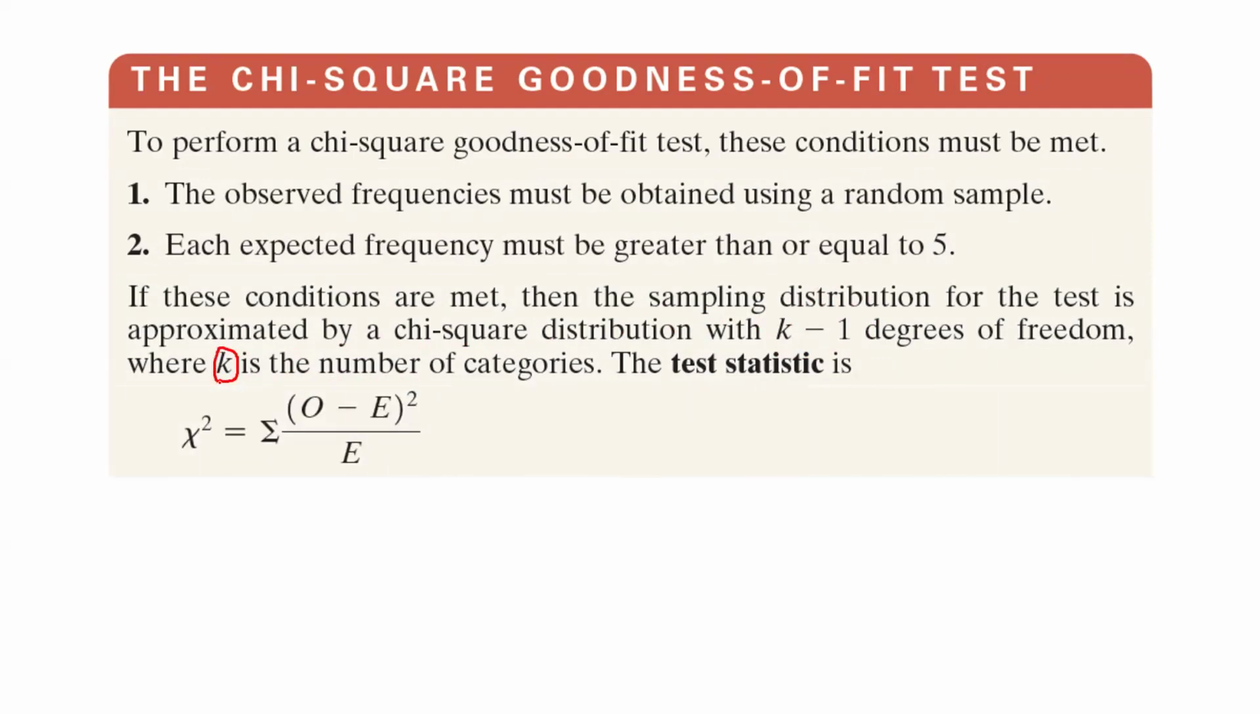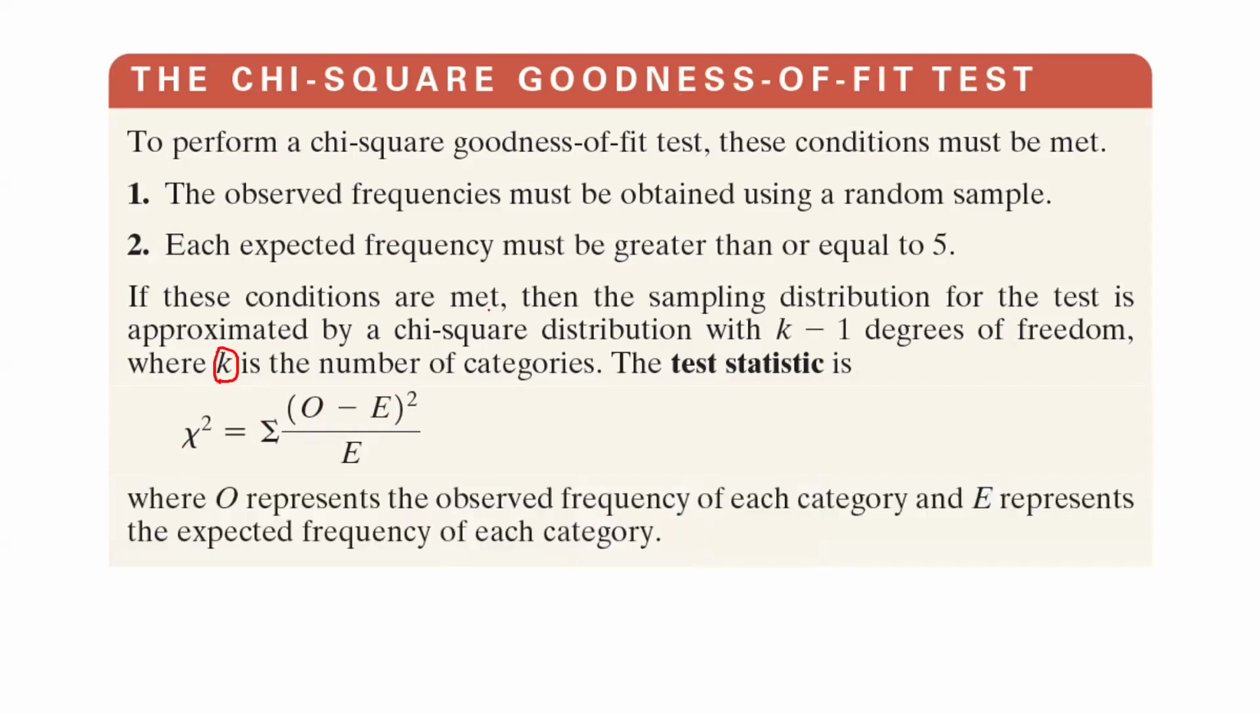Then the test statistic is chi-square equals the summation of observed values minus expected values to the second power, divided by expected value. So to find the test statistic chi-squared, we need to do a little bit of algebra. After calculating the observed values, doing the subtraction for expected value, raising them to the second power, divided by the expected value, you add them all together. This is going to be your test statistic.